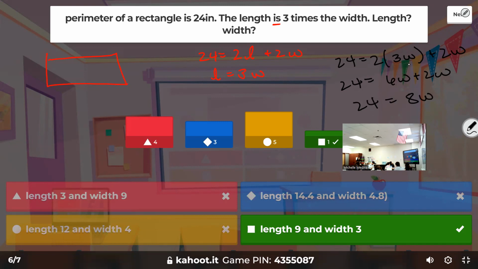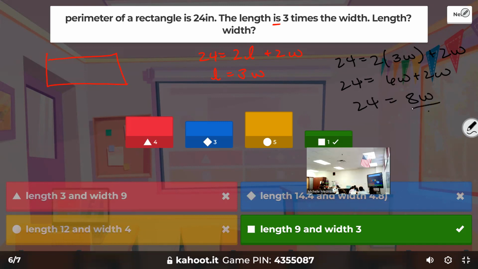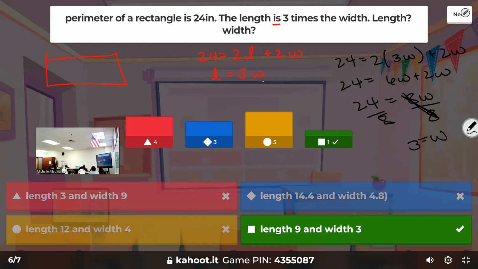Opposite of multiplying 8 is dividing by 8. And then W equals what? 3. And there's only one answer option that has the width as 3. And then normally you'd have to plug that back in and solve for L. So 3 times 3 would be 9. That's how green is the right answer.